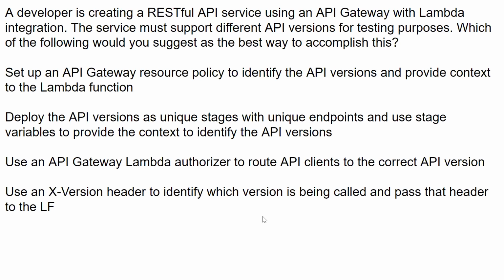Set up an API gateway resource policy to identify the API versions and provide context to the Lambda function. Deploy the API versions as unique stages with unique endpoints and use stage variables to provide the context to identify the API versions. Use an API gateway Lambda authorizer to route API clients to the correct API version. Use an X version header to identify which version is being called and pass that header to the Lambda function.